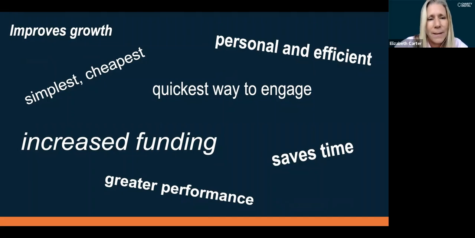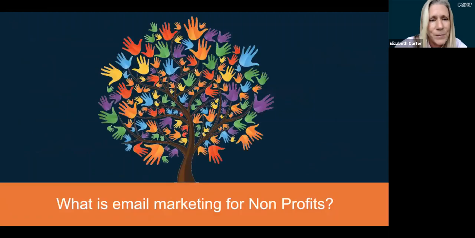And it saves time and gives better performance, especially when you're using tools like automation and scheduling your campaigns. And organizations are 6 times more likely to get a click-through from an email than they are from Twitter. So now we'll come to the question: what is email marketing for nonprofits, and how do dotdigital and Charity Digital fit into all of this, and what's the relationship?